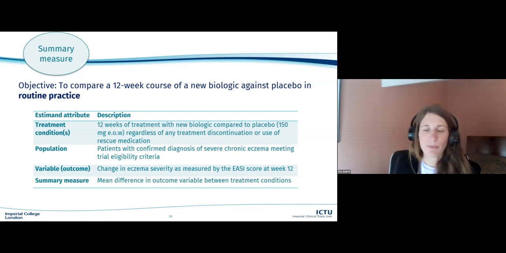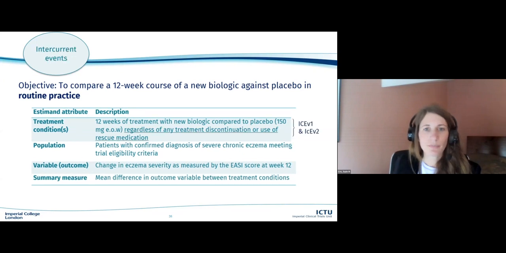Then the summary measure. So this is how outcomes between different treatment conditions will be compared. For example, this might be a difference in means or a risk ratio, etc. So here for the eczema study, we've got a continuous outcome variable. So we can clarify that we'll be interested in the mean difference in our outcome. So that's the mean difference in the week 12 change in EASI between the two treatment conditions. So I've added that in here.